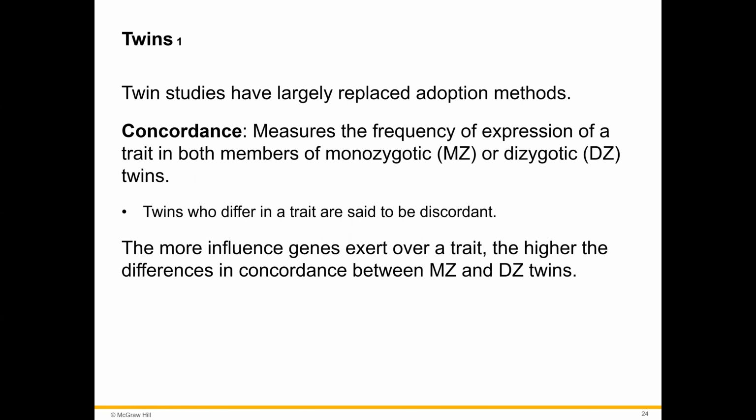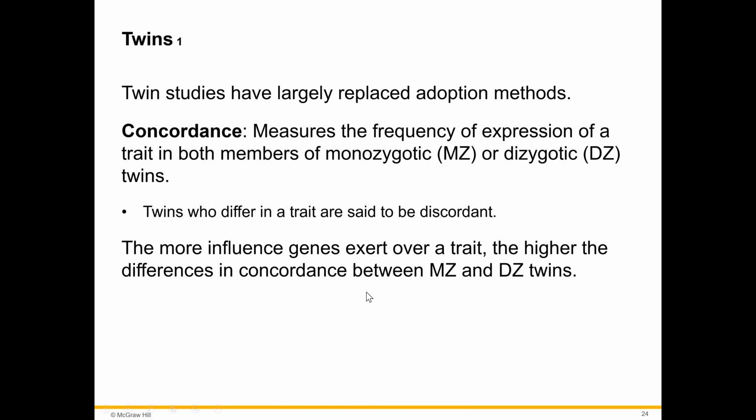Twin studies have largely replaced adoption methods. Concordance measures the frequency of expression of a trait in both members of monozygotic or dizygotic twins. Twins who differ in a trait are said to be discordant. The more influence genes exert over a trait, the higher the differences in concordance between MZ and DZ twins.